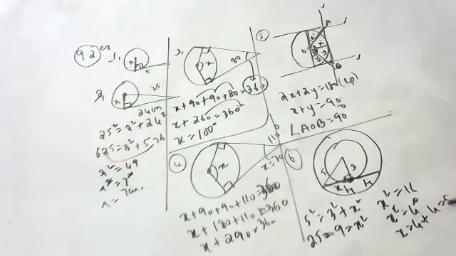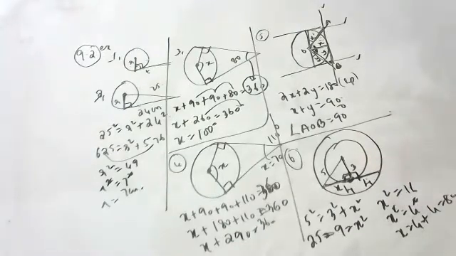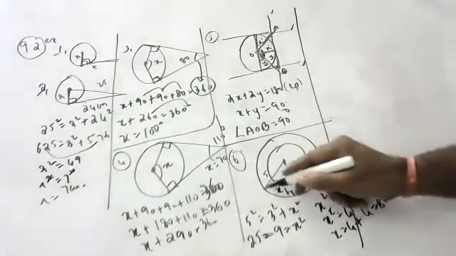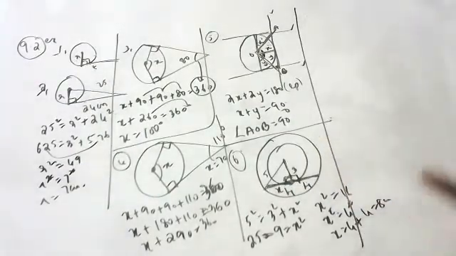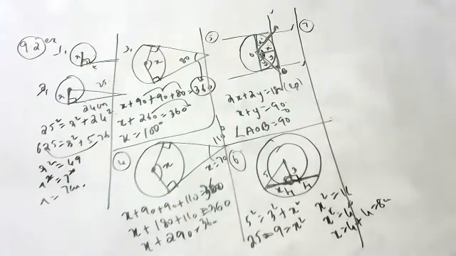Why is this also 4? Because a perpendicular from the center bisects the chord. In 9th class we have studied that the perpendicular from the center bisects the chord. So children, if this is 4, this is also 4. You should write: perpendicular from center bisects the chord. Next.